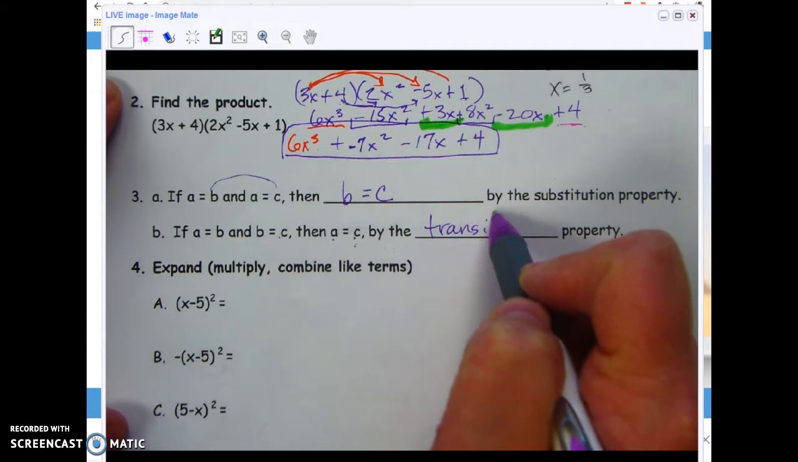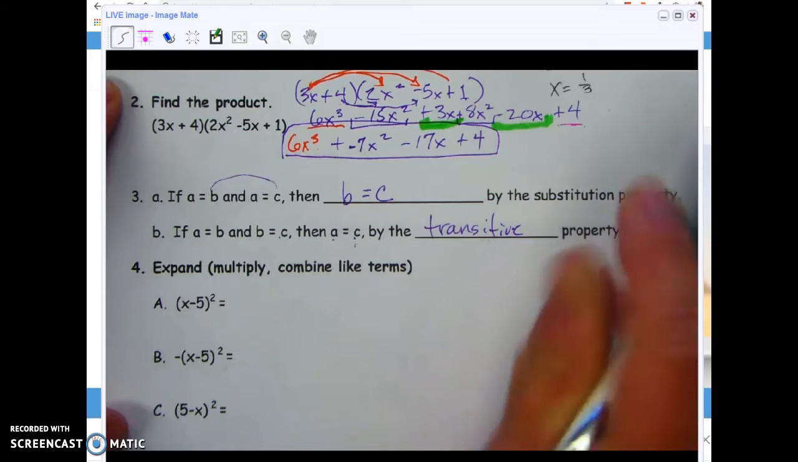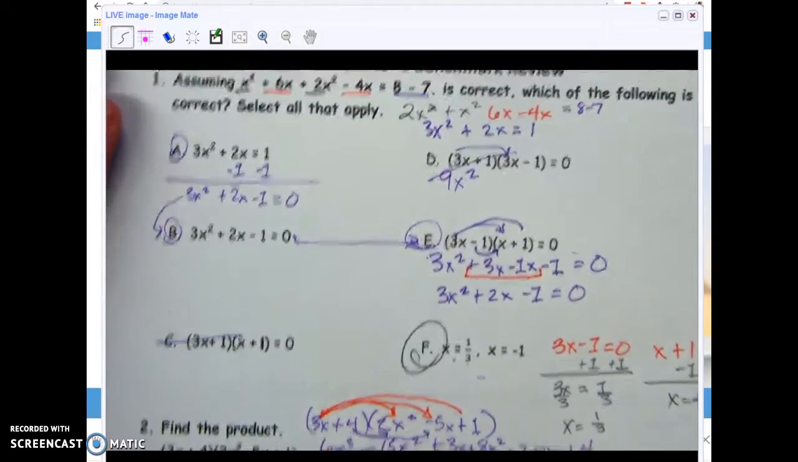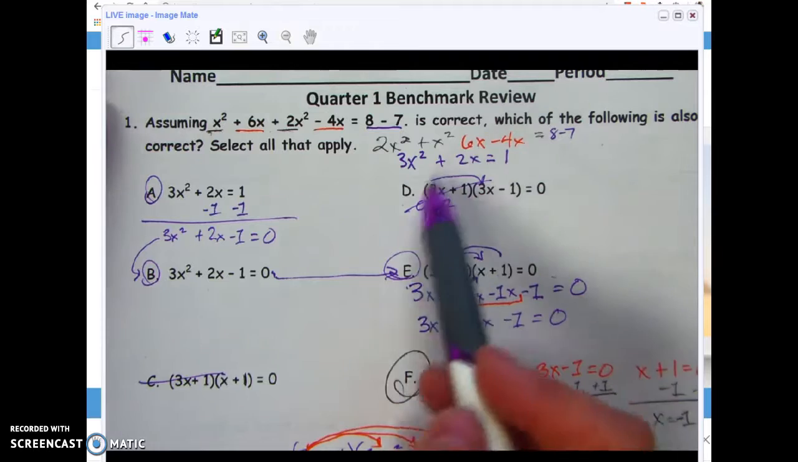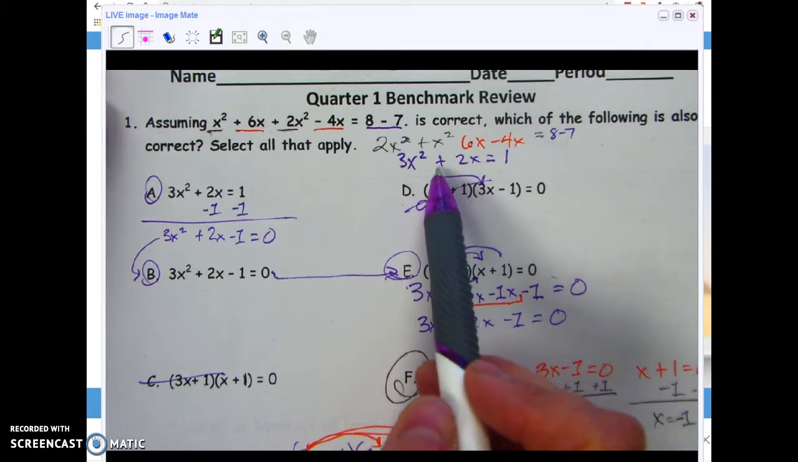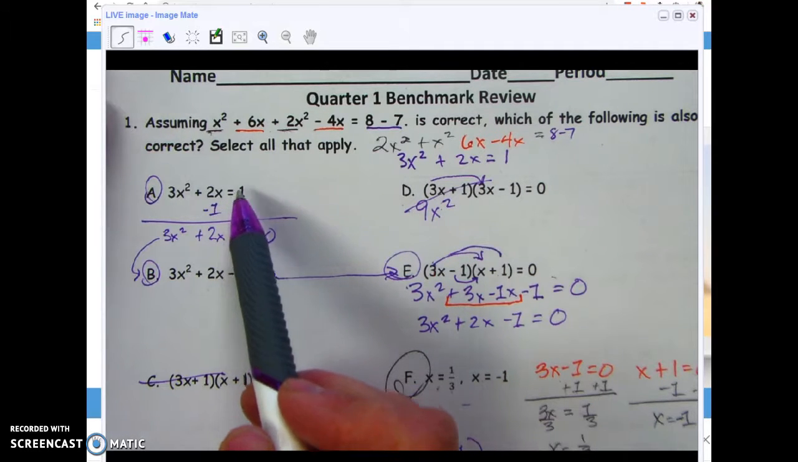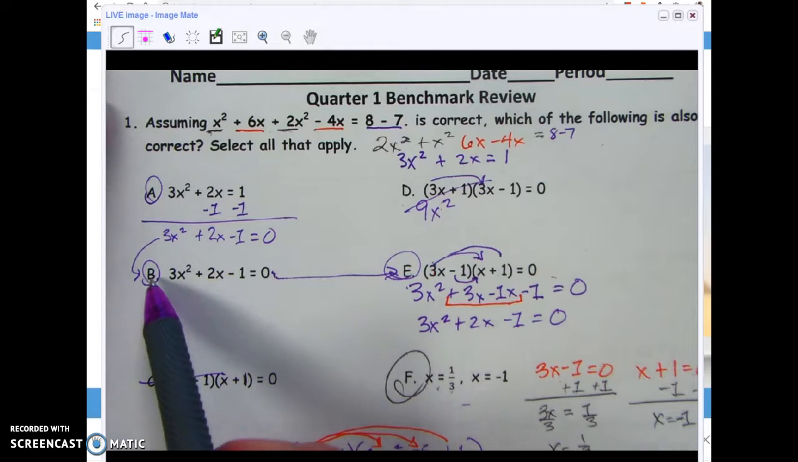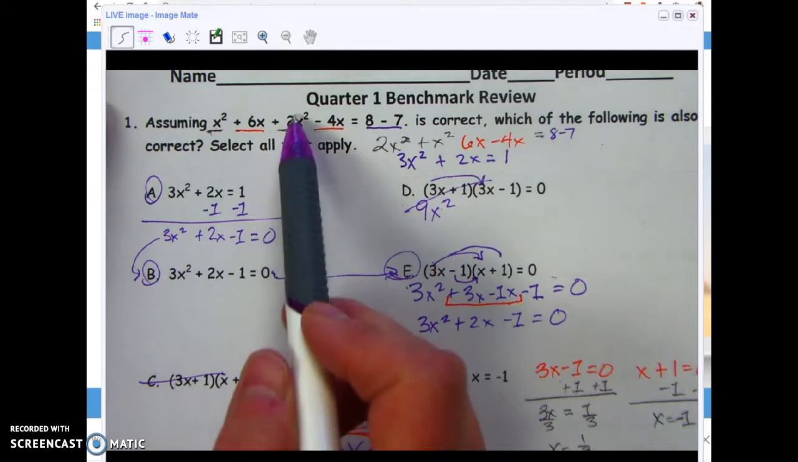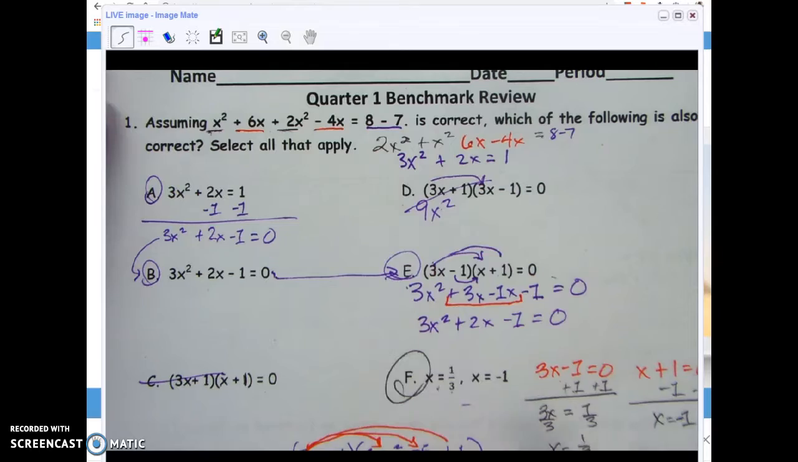And that's kind of like what we did in the first problem, where we had this equation and we put it together, which made it equal to that. And then this one equaled that one, which means this one would also equal that. Transitive property.